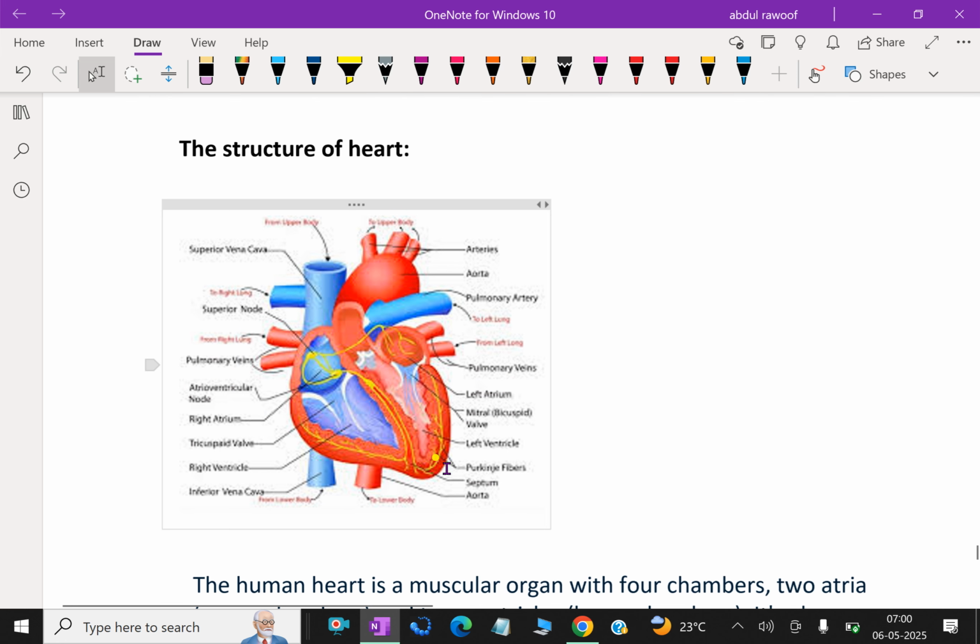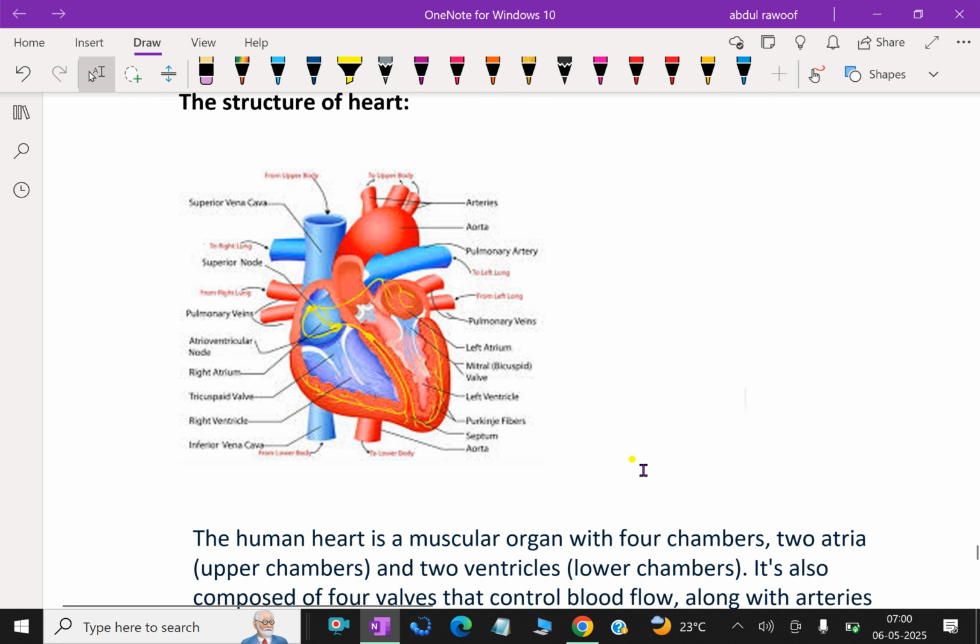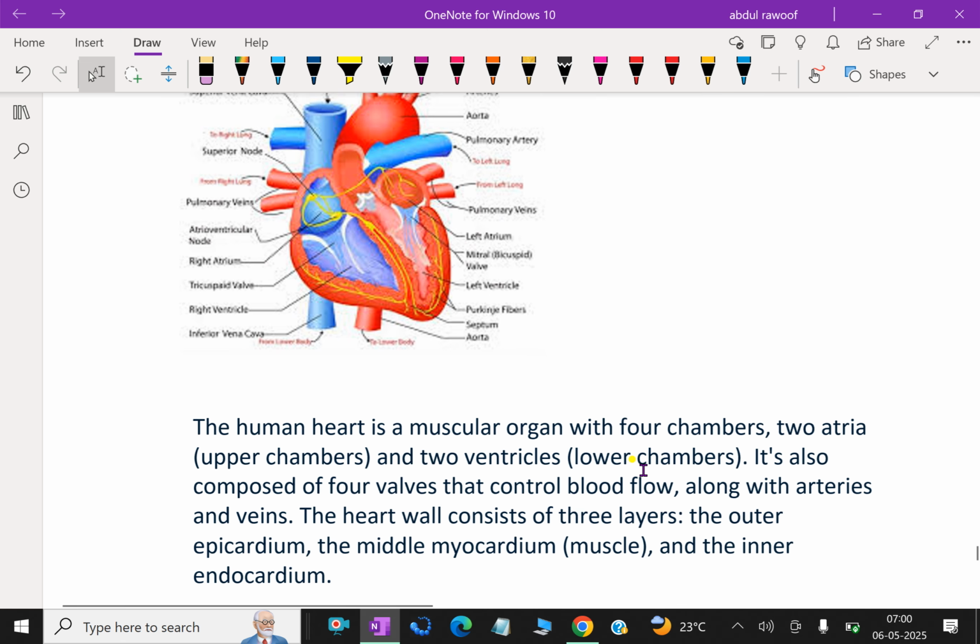Now we'll look in a little more detail at the structure of the heart. The human heart is a muscular organ with 4 chambers: 2 atria, the upper chambers, and 2 ventricles, the lower chambers. It is also composed of 4 valves that control blood flow. Along with arteries and veins, the heart wall consists of 3 layers: the outer epicardium, the middle myocardium muscle, and the inner endocardium.